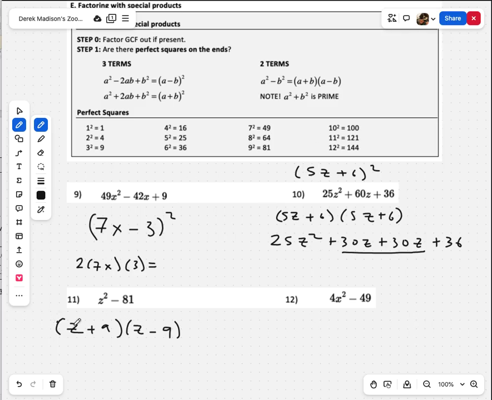You can see if I FOILed, I'd have z squared, and on the outside I'd have a minus 9z, on the inside I get a plus 9z, and those terms cancel, and that's why there isn't a middle term. And then on the end we get the 81. So this, again, with the perfect squares, so 2x plus 7 and 2x minus 7.